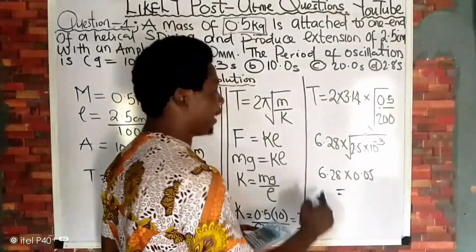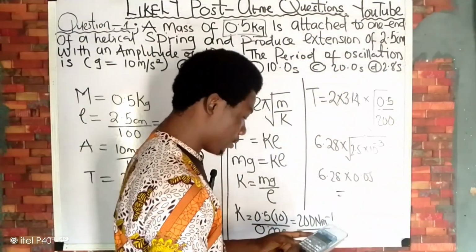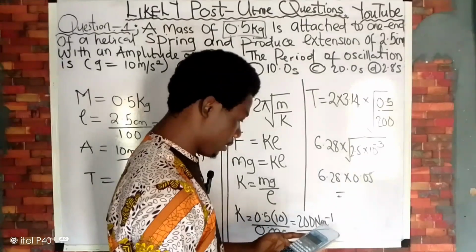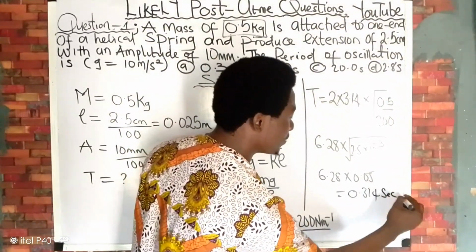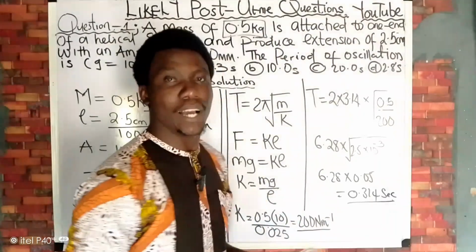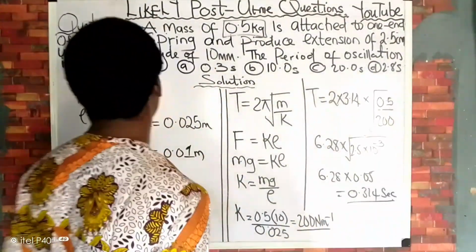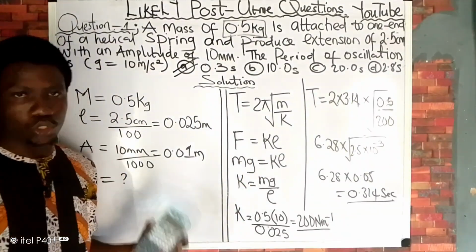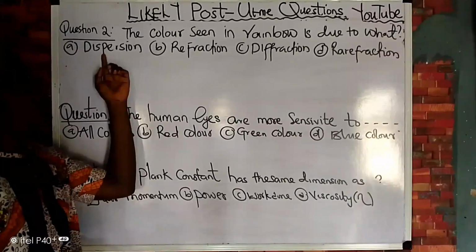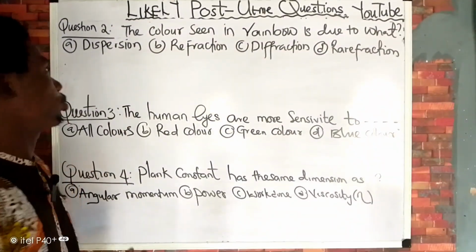So let's quickly multiply 6.28 times 0.05. That will give us 0.314 seconds. So the answer to this question is 0.314. Let's check the question. The answer is A. So let's take question number 2.